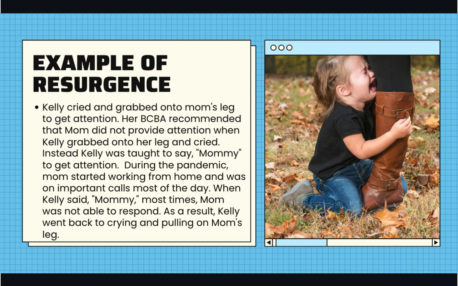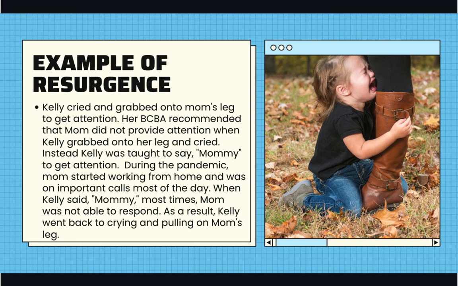Well, then effectively what happened is, unintentionally, because mom was busy and wasn't able to provide her attention, mom put the replacement behavior on extinction, right? That's really what happened. When she was saying mommy, it wasn't being reinforced, which is the same thing as saying the replacement behavior was put on extinction. So what did Kelly do? She went back to the old behavior. So that is resurgence. Resurgence is specifically when a behavior that was previously extinguished returns because the replacement behavior that you taught to replace it stops working.